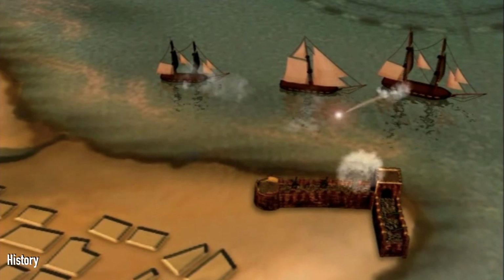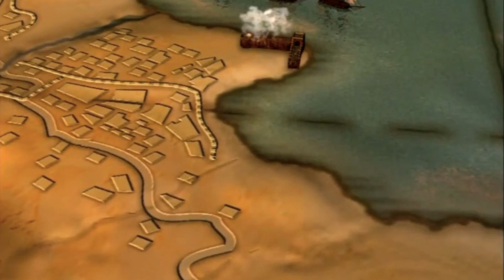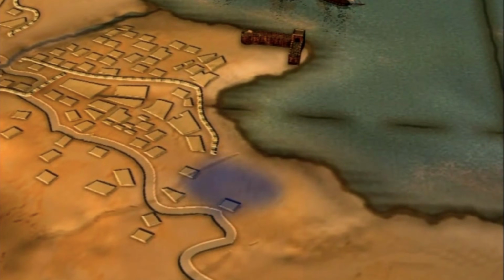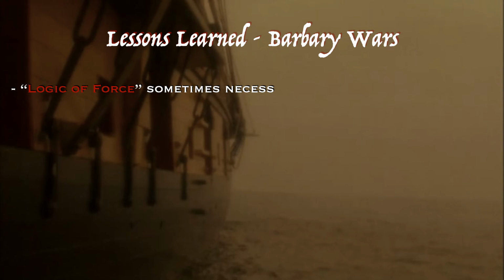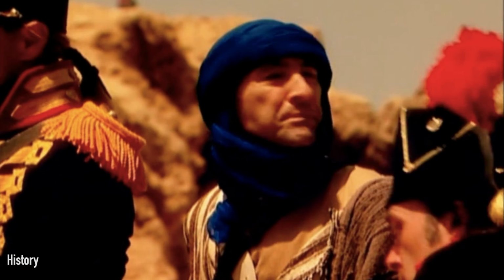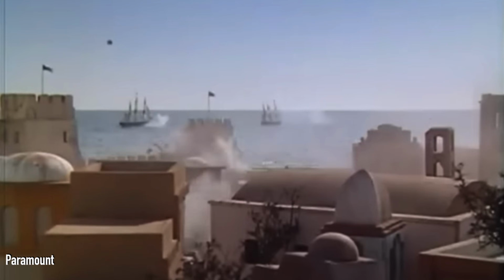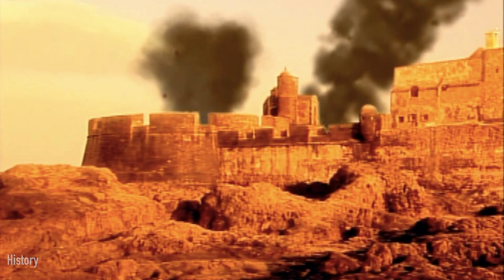So, what can we learn from the Barbary Wars, or at least what comparisons can we make between then and now? One potential takeaway is that in parts of the world, in this case the Middle East, there is a greater emphasis on the logic of force, i.e., it is hard to negotiate with Middle Eastern powers if they don't respect the military capability and will of another nation, since they don't have the same liberal world order norms as much of the West does.